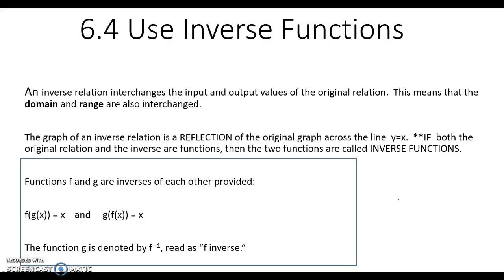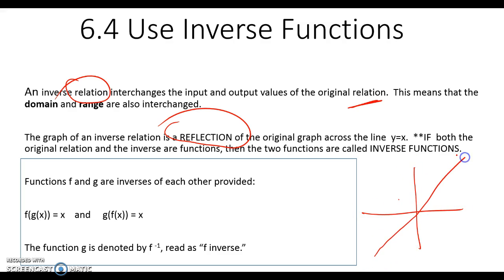Inverse functions, basically, we're going to start by calling them relations because we're not sure if they're functions yet. But an inverse function interchanges the input and output values of the original relation, and that means the domain and range are also interchanged. We're going to talk about this. The graph of an inverse relation is a reflection of the original graph across the line y equals x, which looks like this through the origin. If both the original relation and its inverse are functions, then you call them inverse functions.